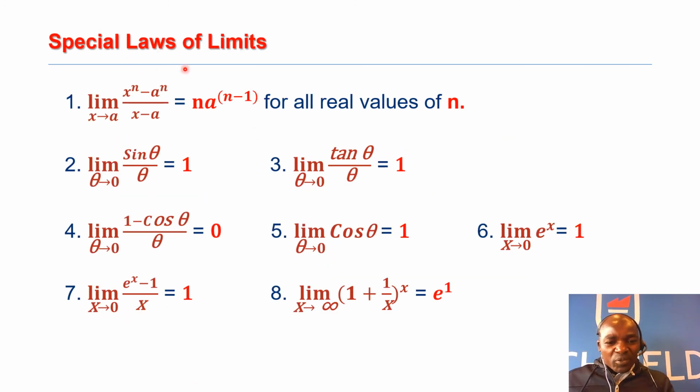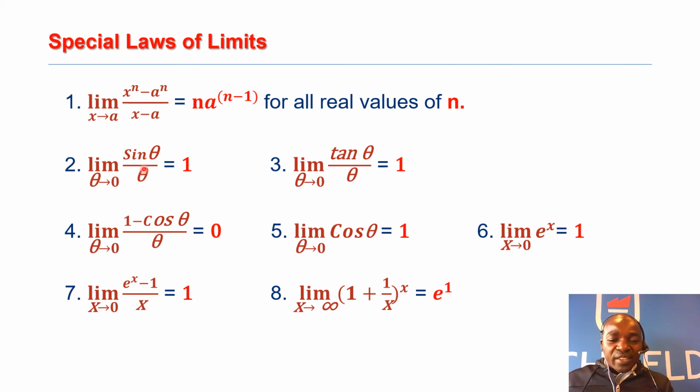Let's look at some of the special laws for limits. The first law says that whenever you've got the limit of x to the power n minus a to the power n, over x minus a, where x approaches a, it is always going to give you n times a to the power n minus 1, for all real numbers n.